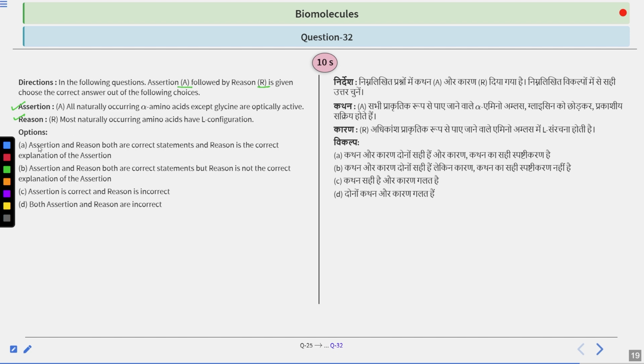Options are: assertion and reason both are correct statements, and reason is the correct explanation of assertion. Assertion and reason both are correct statements, but reason is not the correct explanation of assertion. Assertion is correct and reason is incorrect. Both assertion and reason are incorrect. So you have some time to think about this question. After that, we will see the answer.